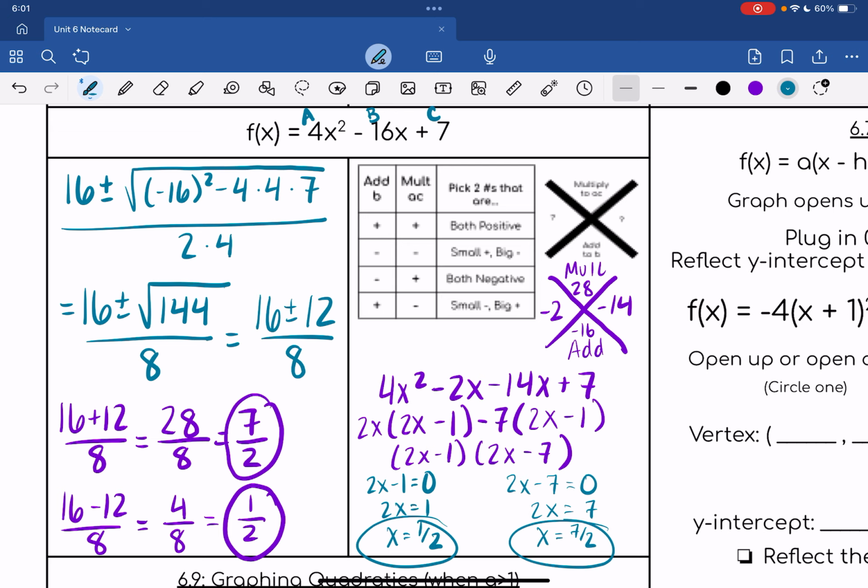For your test, I believe there are a couple problems where you have to use the quadratic formula, and on the 6.9 problem, you can choose which one you use. So make sure you know how to use the quadratic formula, is the moral of the story. And then you can use this factoring method if you choose to on 6.9.